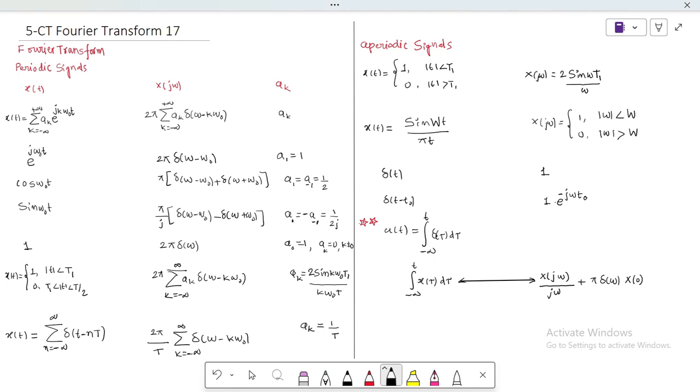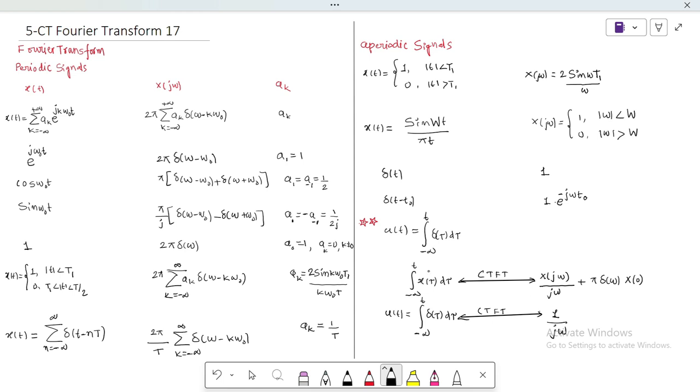Simple. So u of t is the integration of the impulse. So here x of t equals del of t. Then u of t equals the integral from minus infinity to t of del of tau d tau. So the Fourier transform, this is the continuous time Fourier transform. Here x of tau Fourier transform is x of j omega. So del of t Fourier transform equals 1. So 1 by j omega.